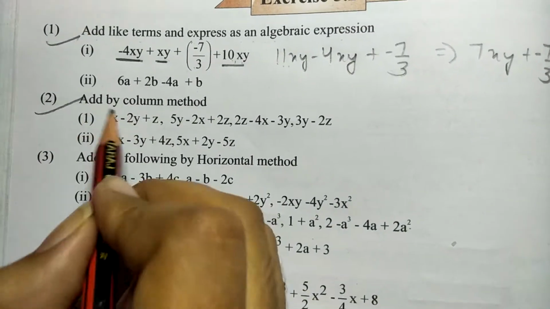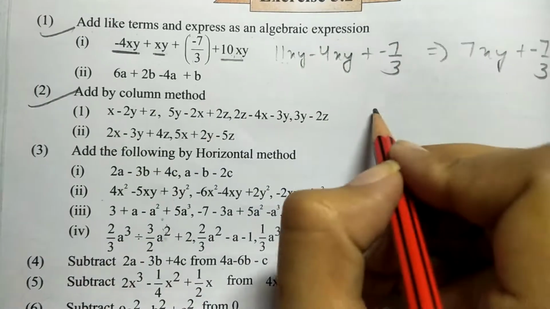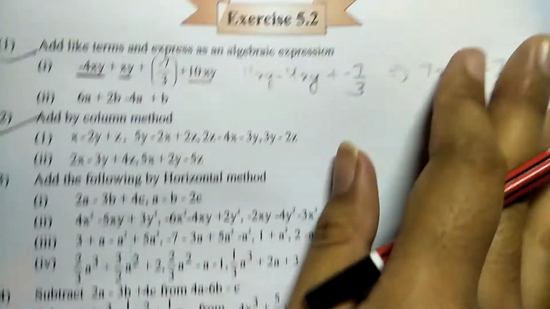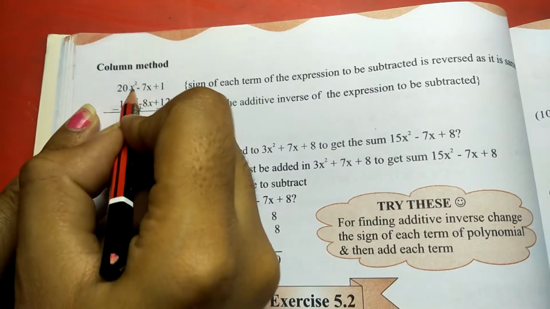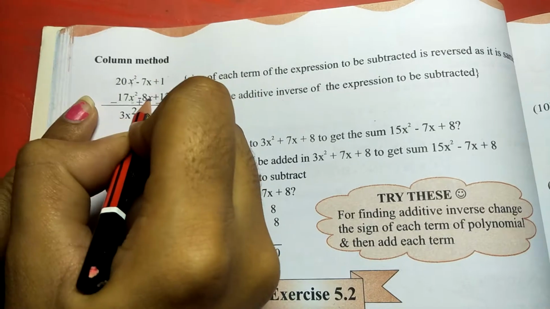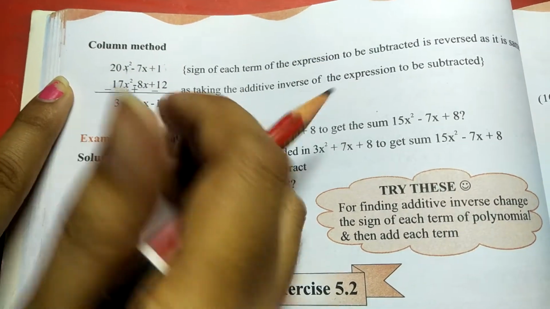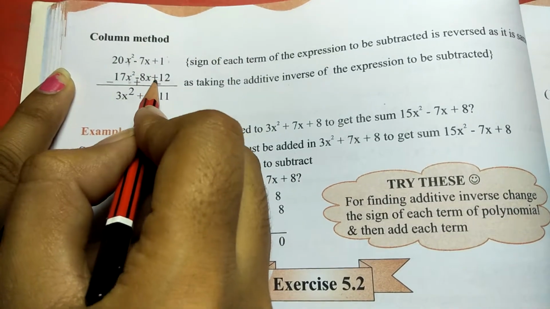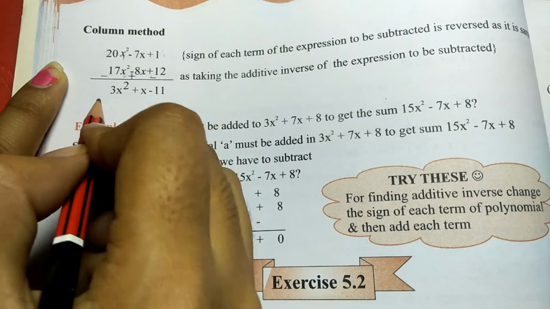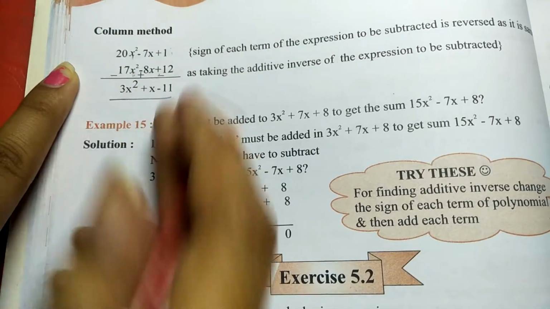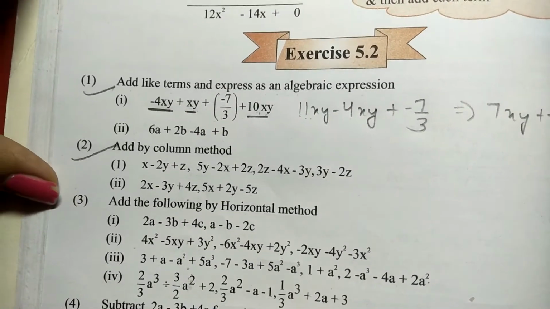And the second question is add by the column method. In this you have to arrange them in columns as we were doing. As you can see in this question, here is the place of x squares, only x is here and the numbers only here. First you will arrange them like this, and then you will do it with the signs, whether positive or negative. You have to solve them like this. Just try this, and then you can do the first and second question both of exercise 5.2 from page number 86 in your copy. Thank you.